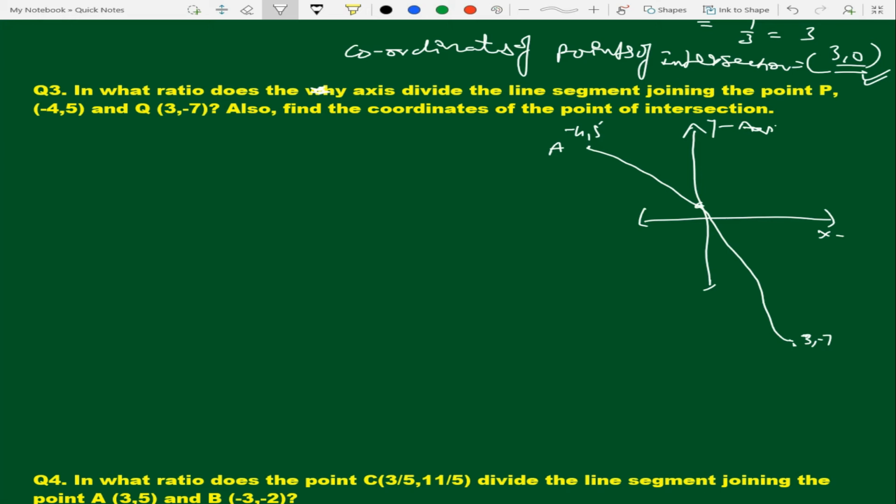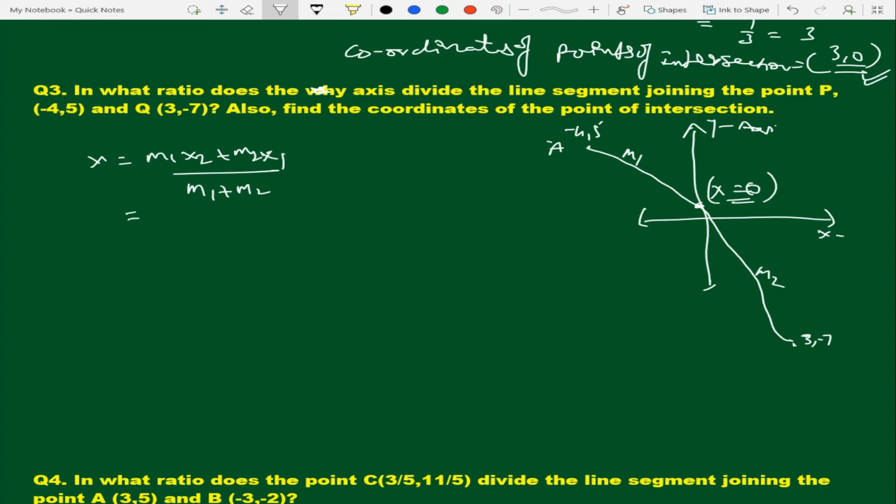So this point of intersection. At the y-axis the x coordinate will be 0, right? Here x coordinate will be 0. So x equal to (m1 x2 plus m2 x1) upon (m1 plus m2), right? So this segment will be m1 and this will be m2.